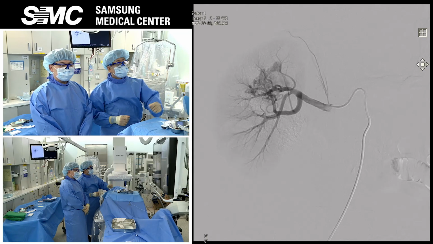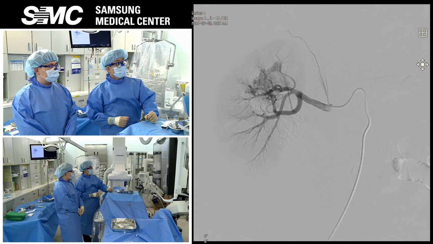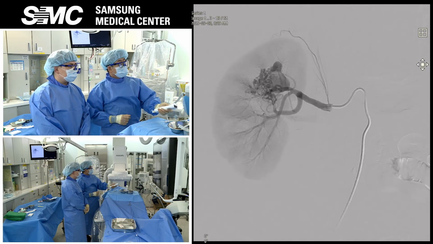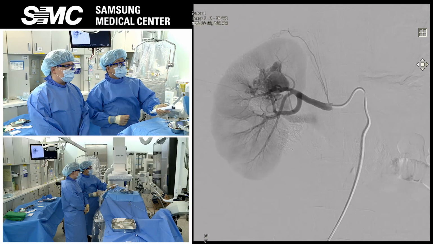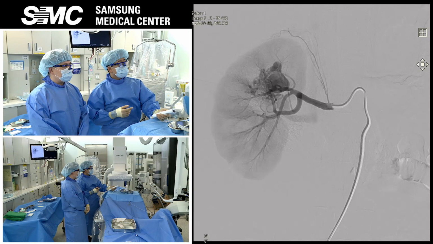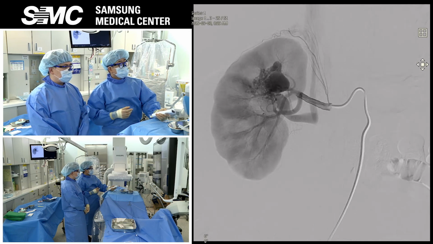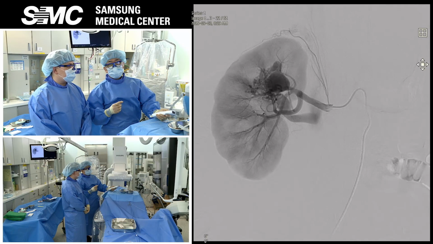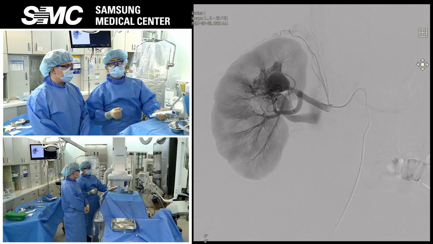As is shown on this angiogram, you can see multiple feeding arteries arising from the multiple segmental branches of the right renal artery, and they make one big early enhancing nidus, and then one single draining vein going toward the IVC.